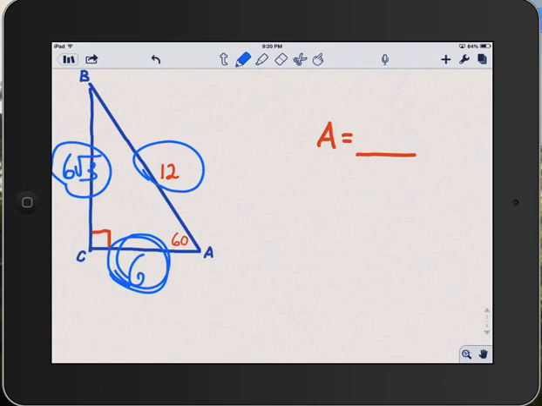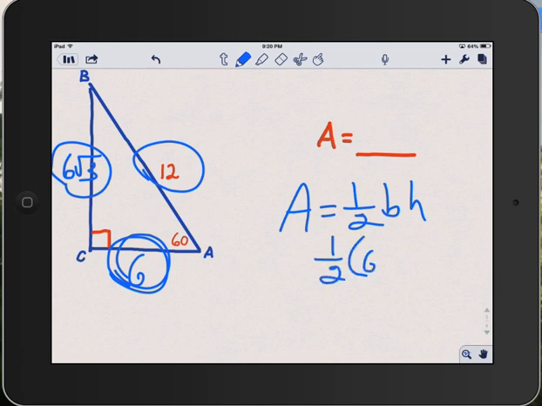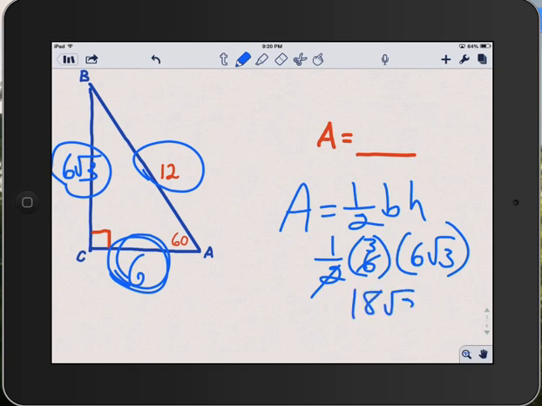So area of the triangle, 1/2 times the base times the height, is 1/2 times 6 times 6 square root of 3. 2 goes into 6 3 times. 3 times 6 is 18 times square root of 3. 18 square root of 3 is your answer.